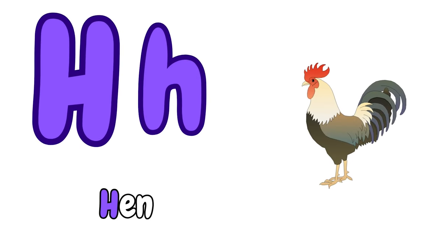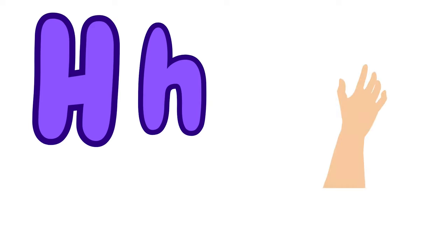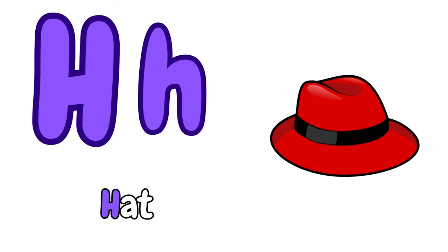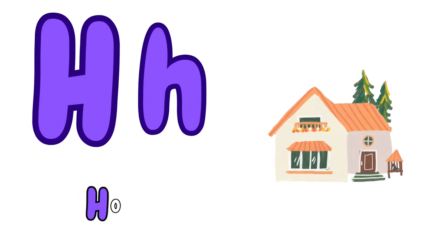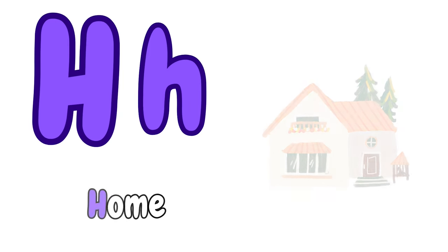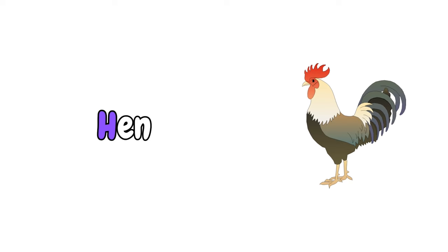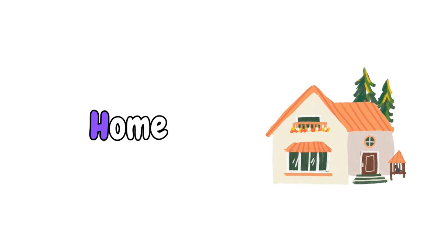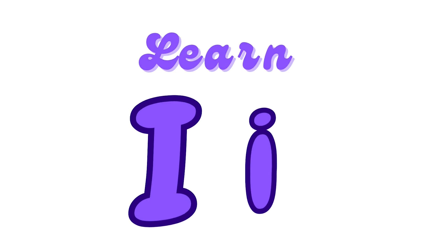H for Hen. H for Hand. H for Hat. H for Home. Can we say once again, kids? H for Hen. H for Hat. H for Home. Today we are going to see about alphabet I.